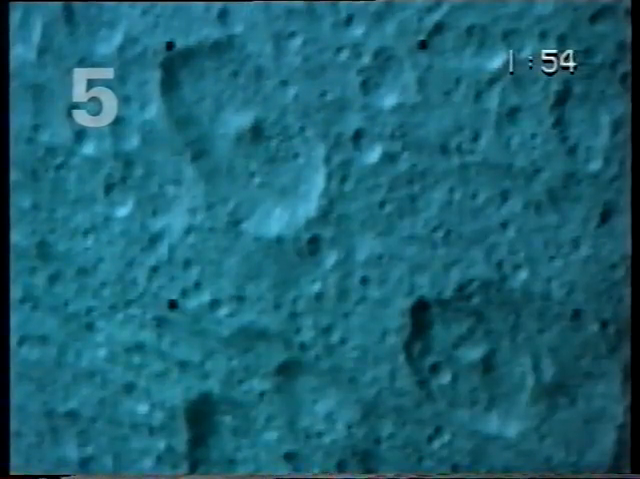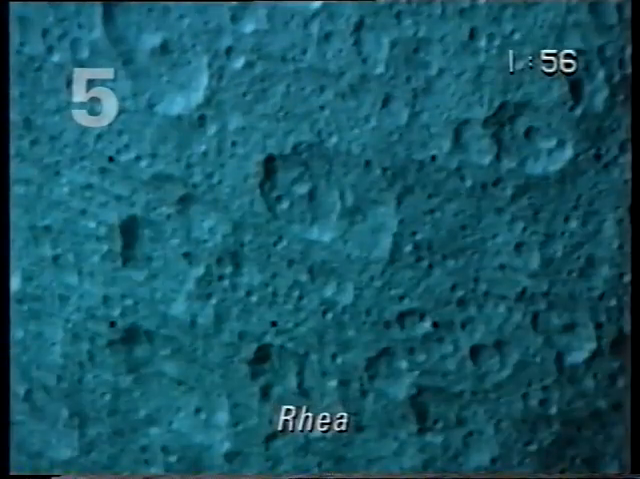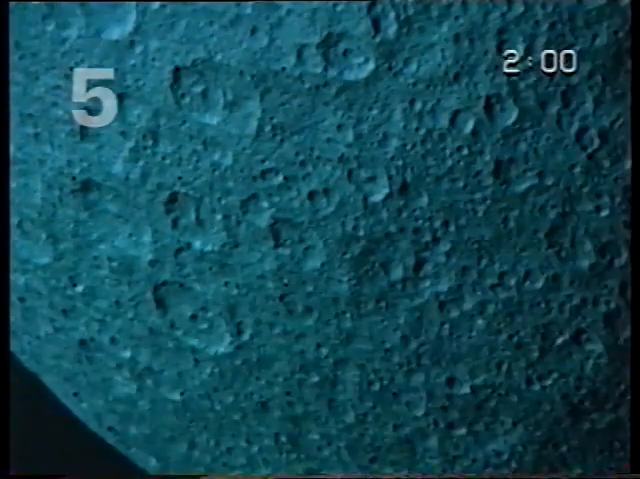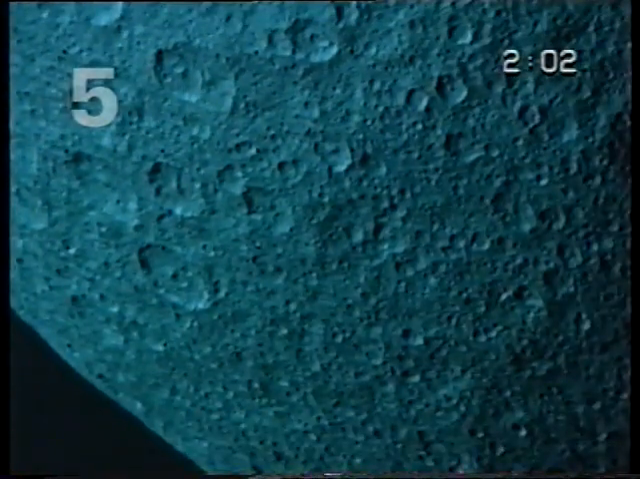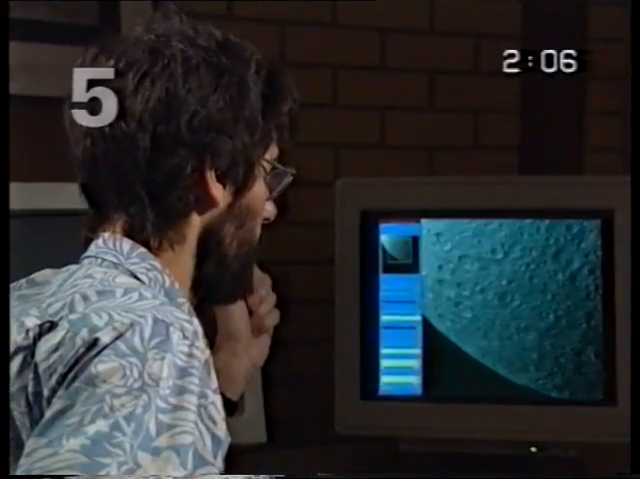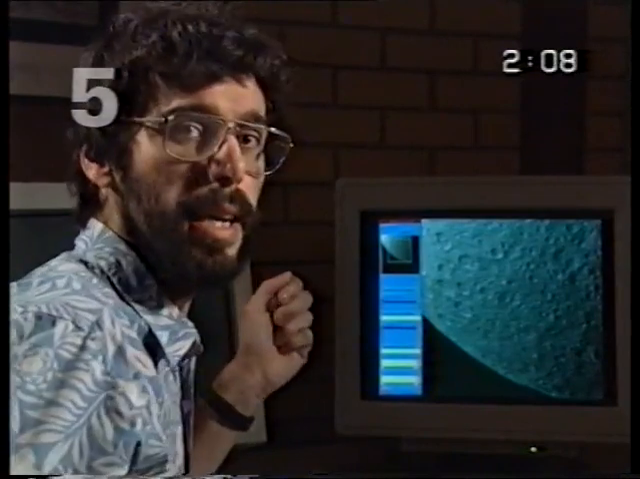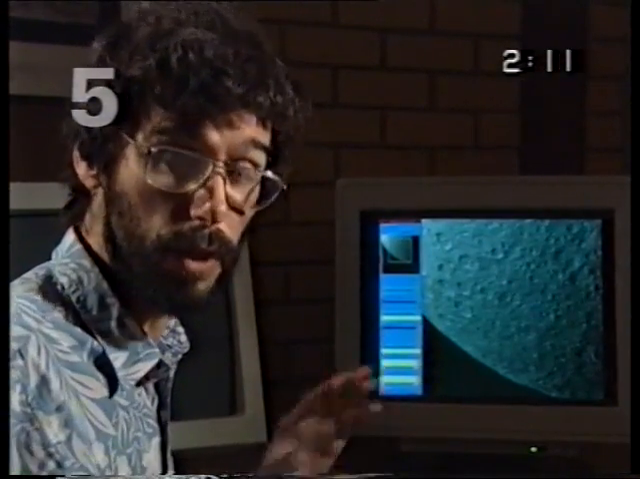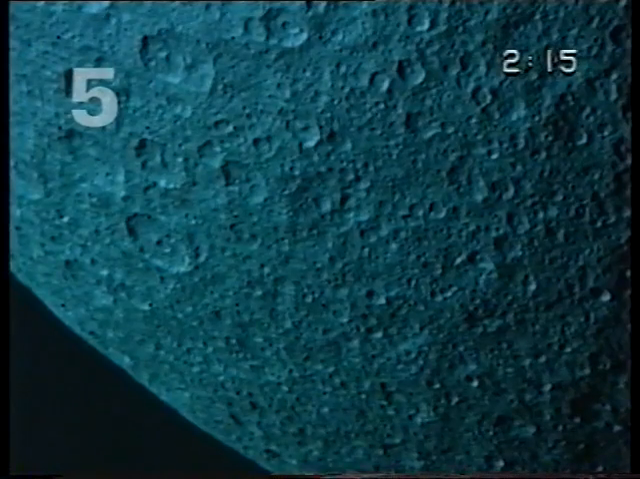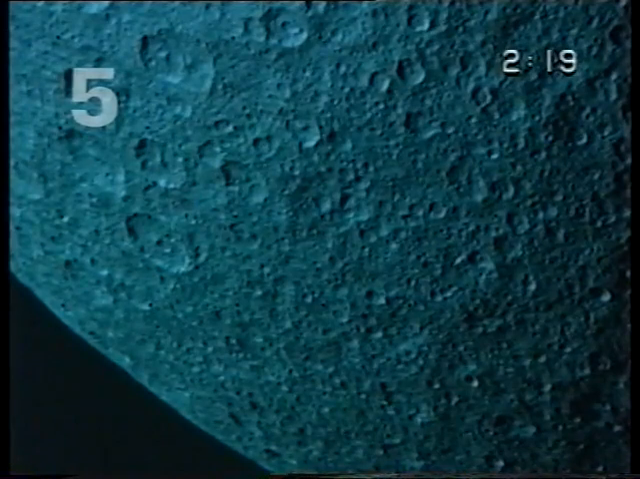In this case, we're looking at part of Rhea, one of Saturn's moons, which is about 1,500 kilometers in diameter. This sort of picture is just what most people expected to see on solid surfaces in the outer solar system. It indicates a passive world with no signs of geological activity. The features you can see are craters produced by impacts of meteorites and other debris hitting the surface at speeds of 10 kilometers a second or more.